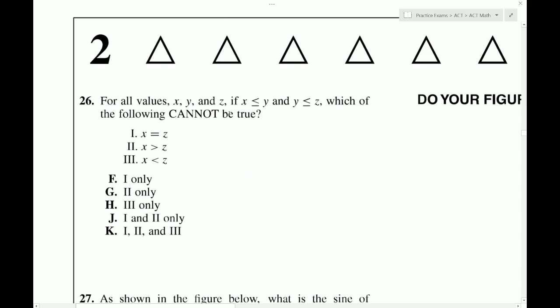For what values of x, y, and z, for all values, which of the following cannot be true? Okay, so x is less than or equal to y, and y is less than or equal to z. So in general, they're in this order, x, y, z, from least to greatest. But they might also be the same as each other. So can x equal z? Yeah, it can. So this can be true. We're looking for which cannot be true. So we can eliminate anything that involves 1.